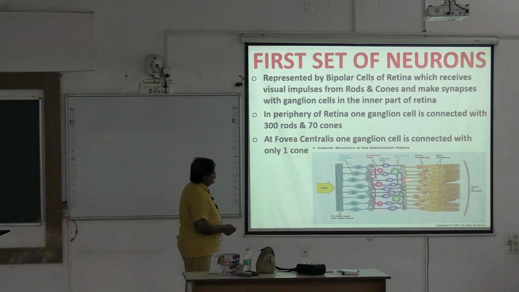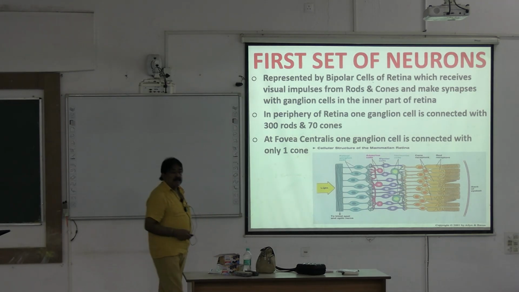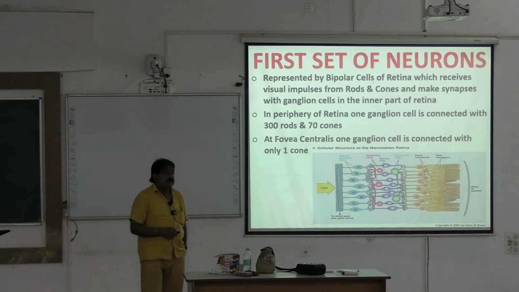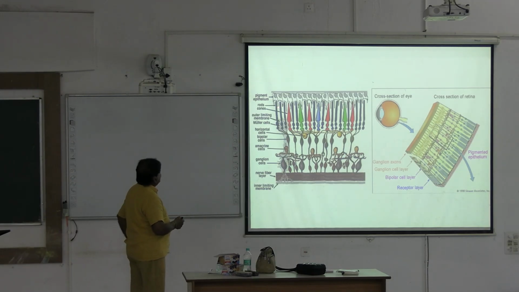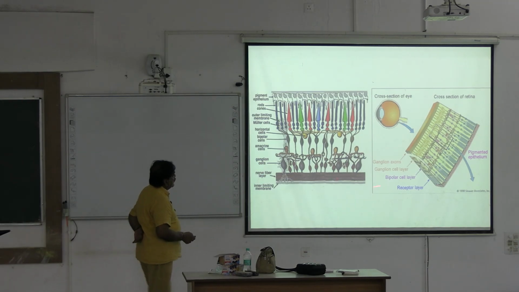Now, this you have to remember. It can come as a short note. Now, again, the pigment epithelium, rods and cones, outer limiting membrane, Muller cells, horizontal cells here, amacrine cells, ganglion cells, nerve fiber layer, inner limiting membrane.